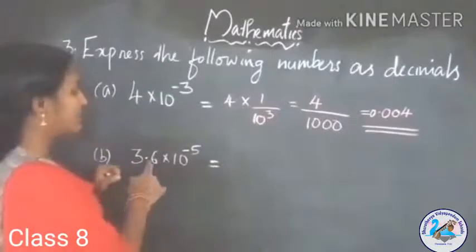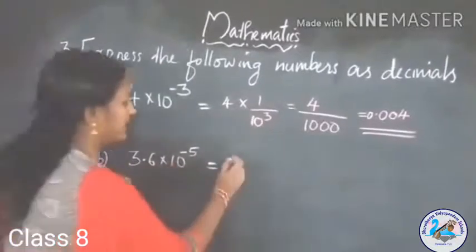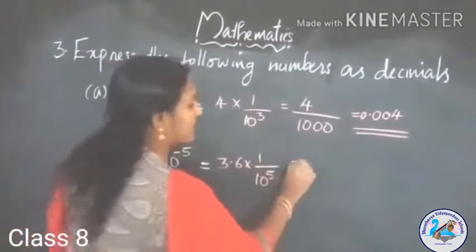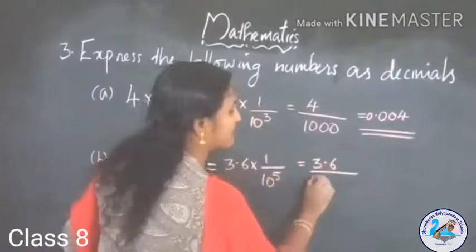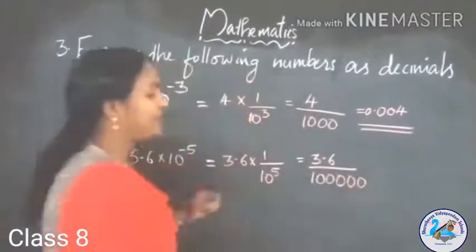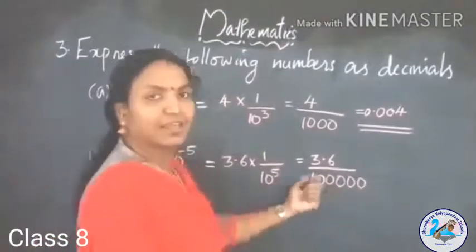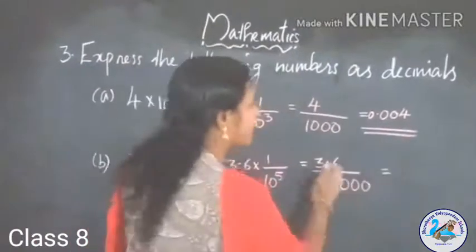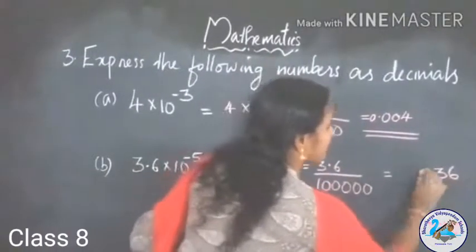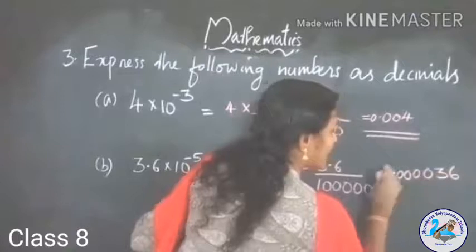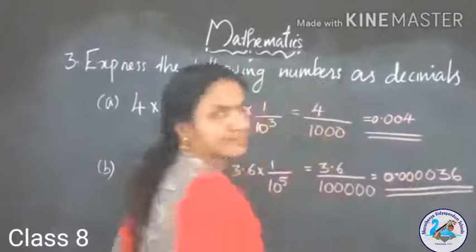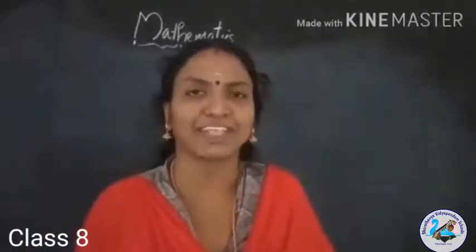0.004. Next one, 3.6 into 10 raised to minus 5. Can be written as 3.6 into 1 by 10 raised to 5, which is 3.6 by 10 raised to 5. 10 multiplied 5 times means 5 zeros. So it can be done by moving the decimal point 5 places to the left. Already 3 is there before the decimal. So you write 36, then 4 zeros before it, and the point. So it is equal to 0.000036. With that question, we have completed chapter 2.